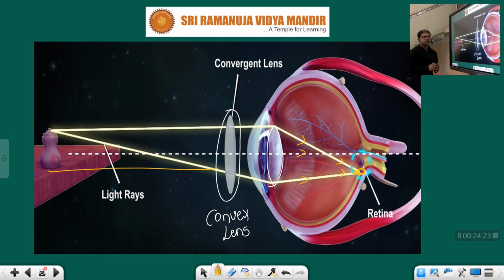So children, once observe, in myopia, by keeping the concave lens, we increase the distance that must be covered by the light rays before falling on the retina. But here, we decrease the distance that must be traveled by the light rays, in order to make the image fall on the retina. Understood, children?